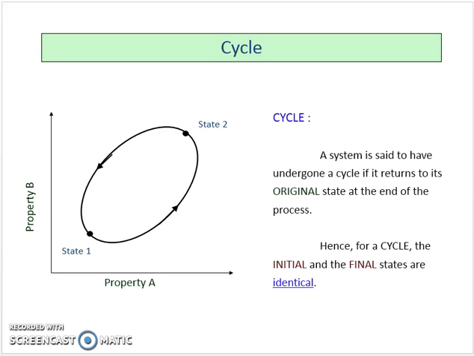Next is a cycle. A system is said to have undergone a cycle if it returns to its original state at the end of the process. Hence, for a cycle, the initial and final states are identical.